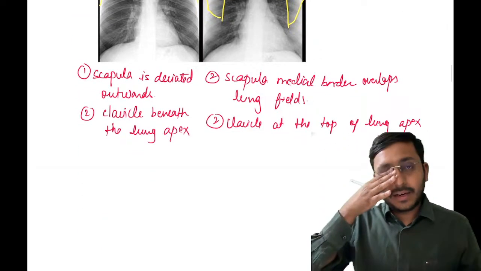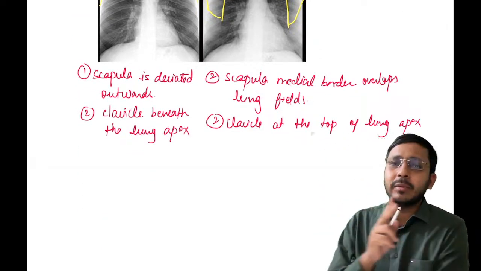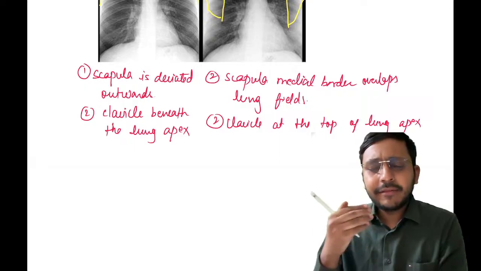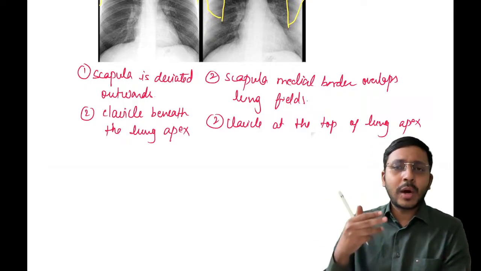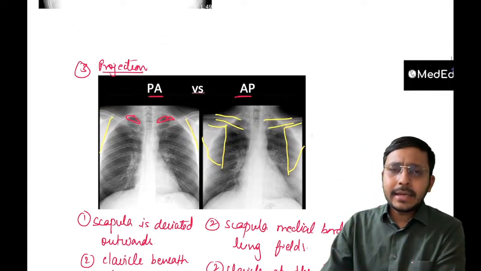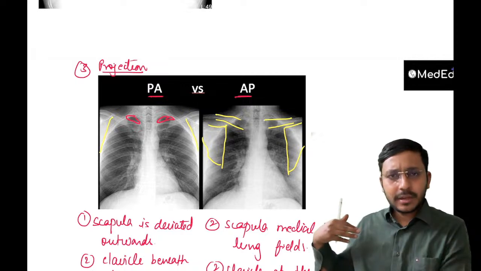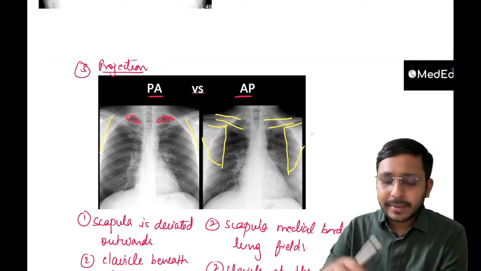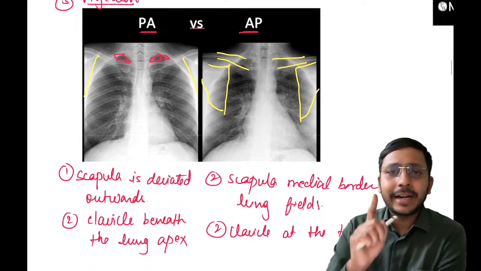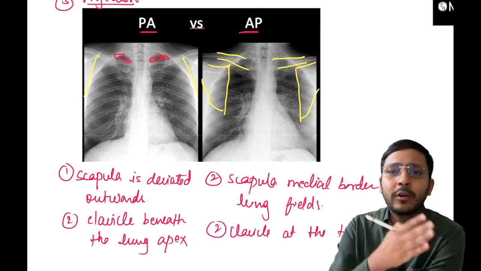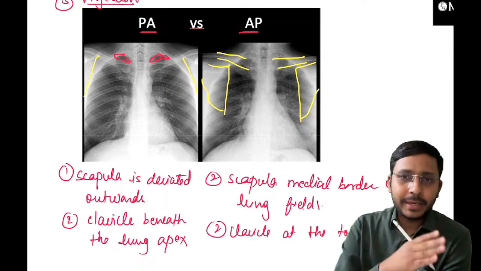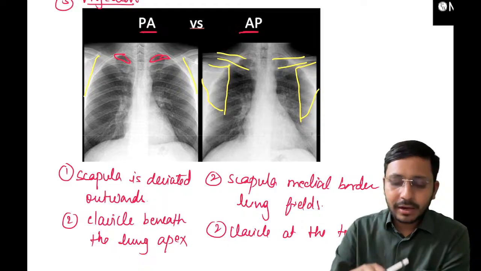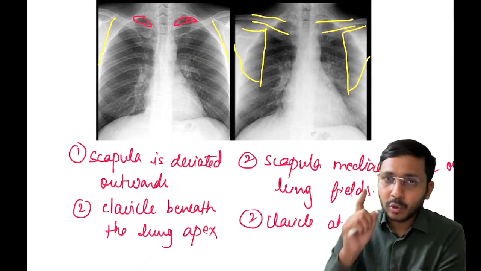Clavicle is at the top of lung apex. So these are the two important differences between PA and AP. Another difference that people tell is with regards to heart size, that in AP the heart size is a little larger because the detector is farther away from the heart, but that you can't appreciate on a single radiograph, right? You need two comparative radiographs to say which is AP or PA. So for single radiograph differentiating AP or PA, just look at the scapula.